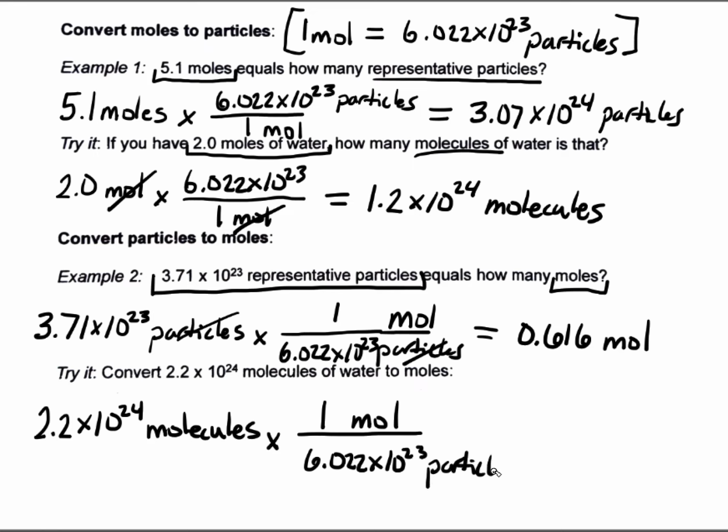Particles. And so it's going to be 2.2 times 10 to the 24 divided by 6.02 times 10 to the 23rd. And for that, we end up with 3.65 moles. And that would be it for that one.